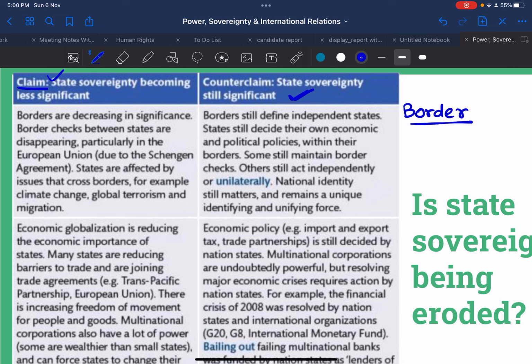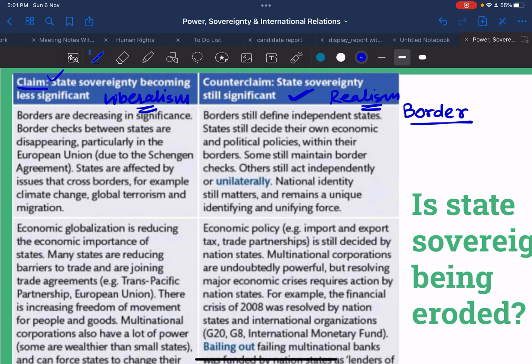Now can you guess which theory would be coming on your left side and which theory would be coming on your right side, which still believes in sovereignty, and which says that sovereignty is becoming less significant? Liberalism, right, says it is becoming less, and realism, right? So these are the theories which are connected to this. So the first point is of border.